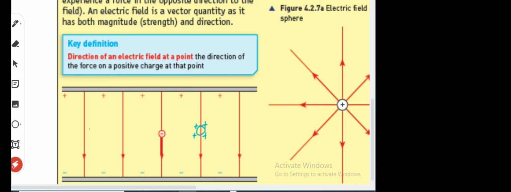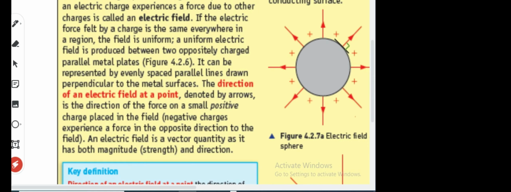Exactly, the direction of an electric field at any point is the direction that a positive charge at that point will move. Because a positive charge at that point will be repelled away from the positive plate and move towards the negative plate. So that's also the direction of the electric field. An electric field is a vector quantity as it has both magnitude, which is its strength, and direction.